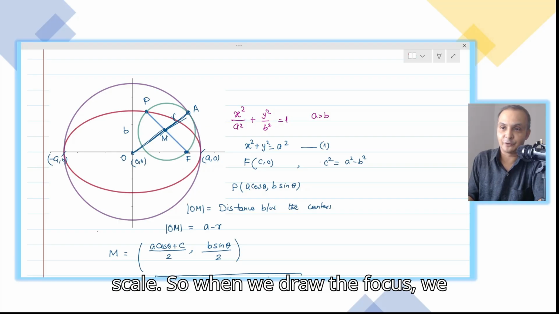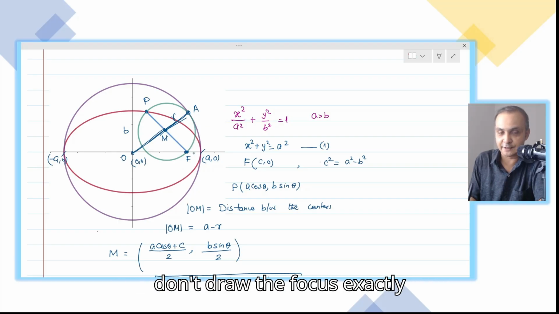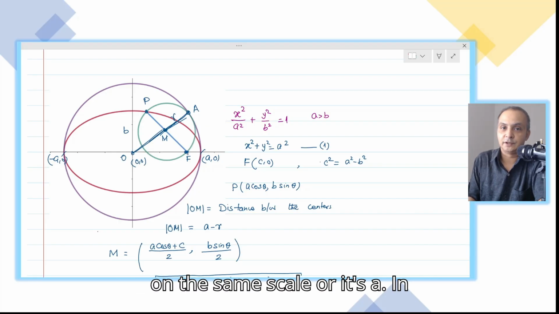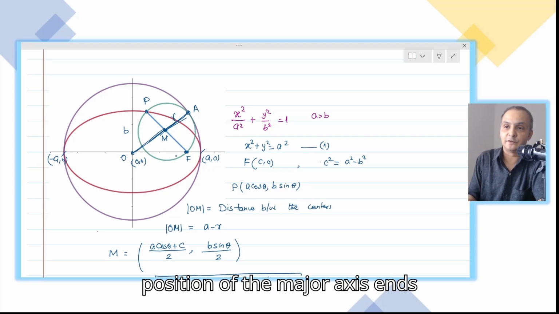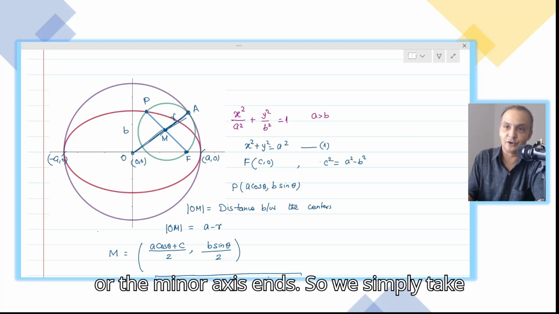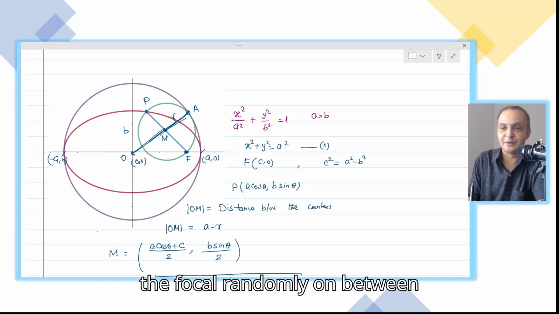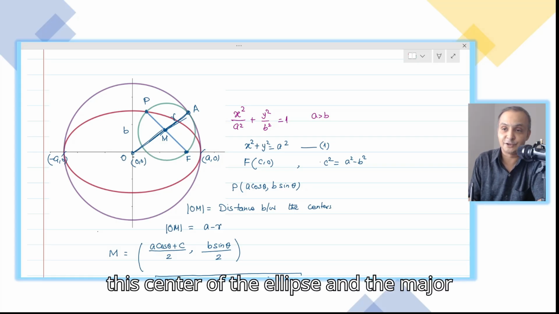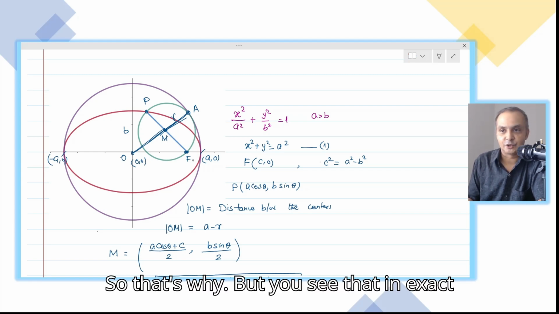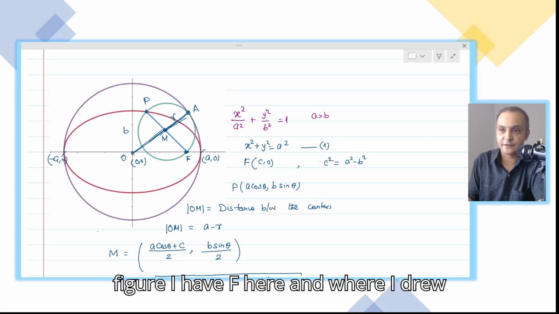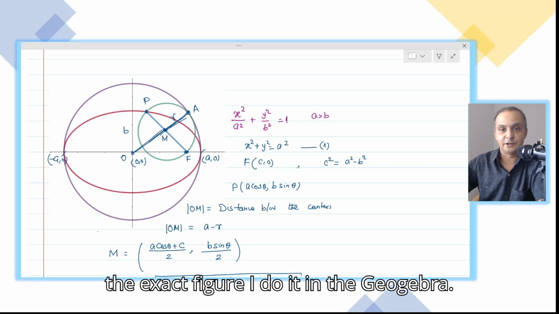So when we draw the focus, we don't draw the focus exactly on the same scale, or in the same proportion compared to the position of the major axis ends or the minor axis ends. So we simply take the focus randomly between the center of the ellipse and one end of the major axis. So that's why. But you see that in the exact figure I have F here, and I drew the exact figure in GeoGebra.